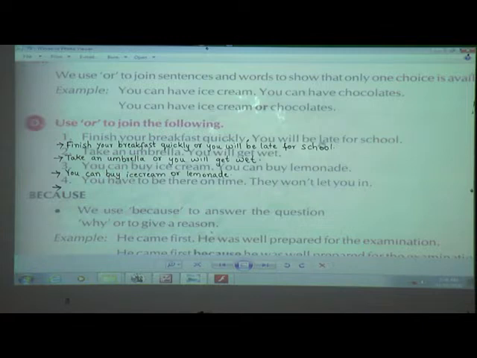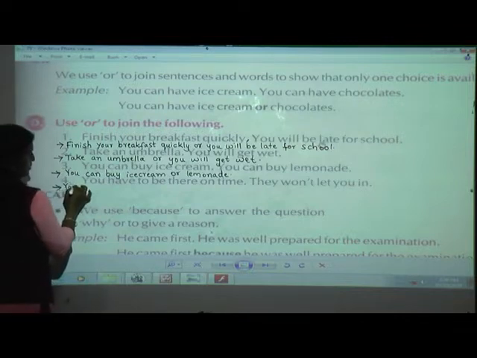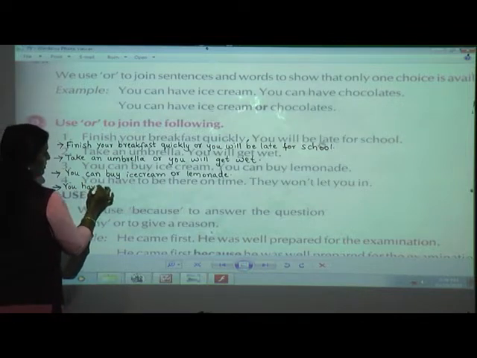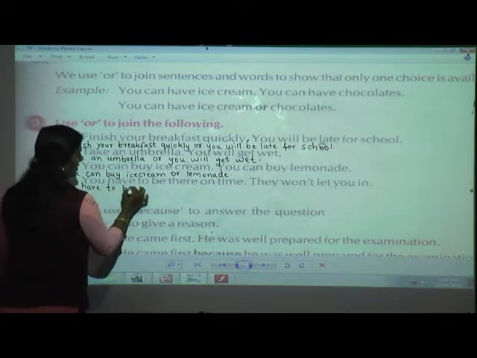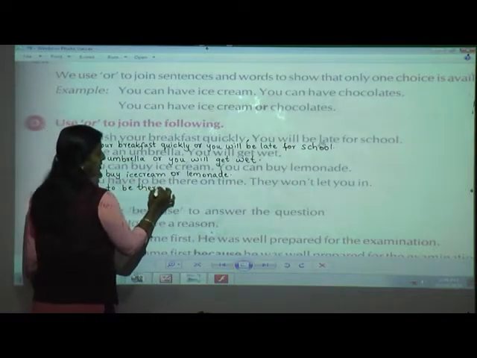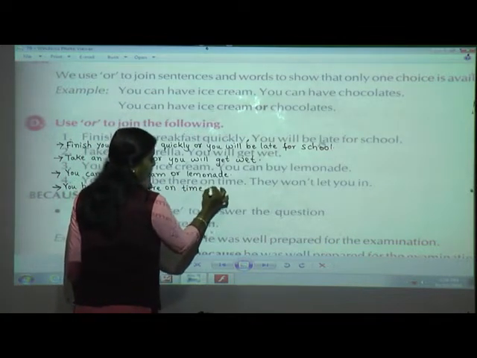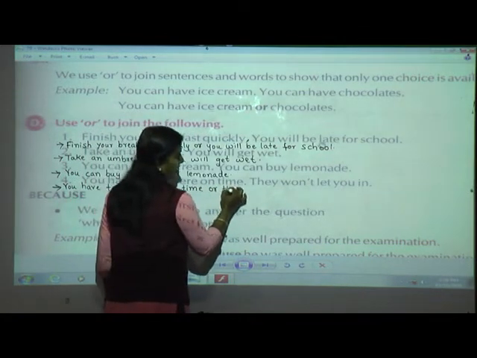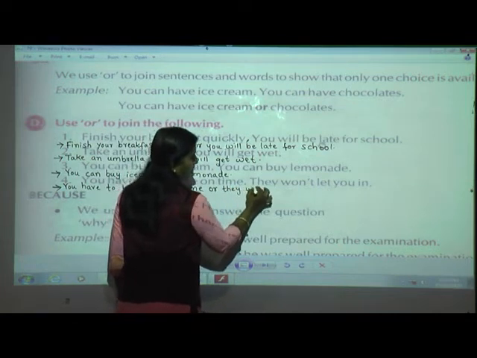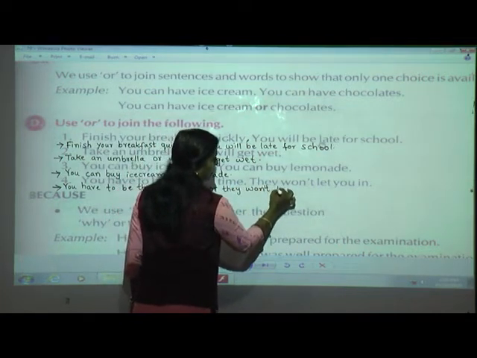Now fourth, you have to be there on time. Full stop, they won't let you in. You have to be there on time or they won't let you in.